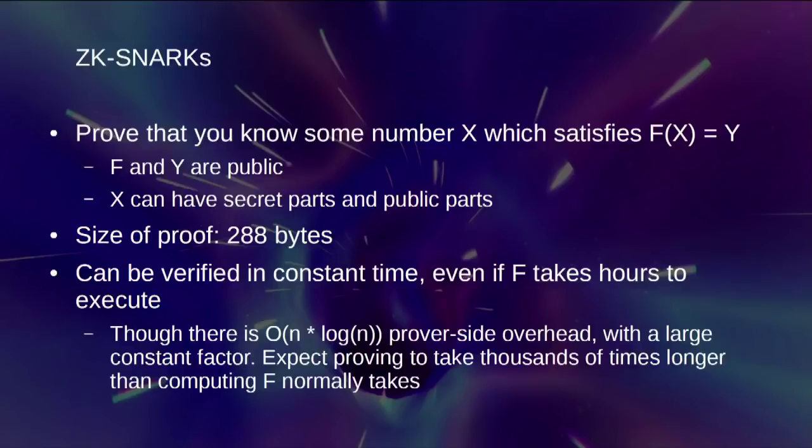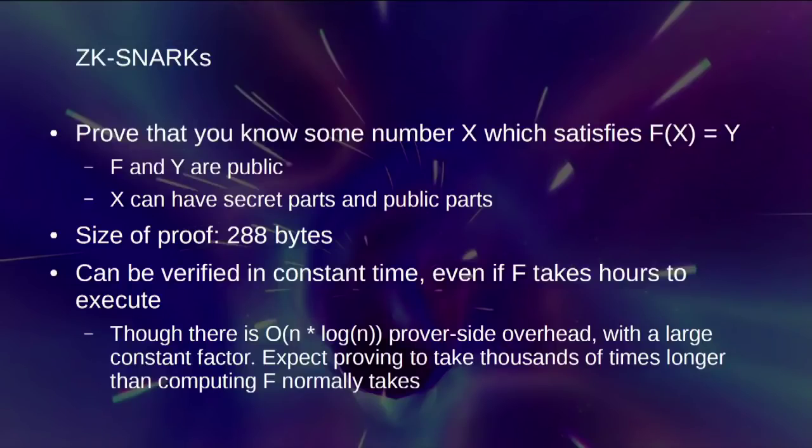So here's what they do. A ZK snark lets you prove that you know some number or some piece of data x, which satisfies f(x) = y. f is a program, and f is public. y is also public, and x can have some secret parts and some public parts. Now, a ZK snark comes in the form of a cryptographic proof. The proof is basically just a bunch of elliptic curve points, and the total amount of data you need to express them is 288 bytes. And a ZK snark can be verified in constant time, even if the original program takes hours to execute.